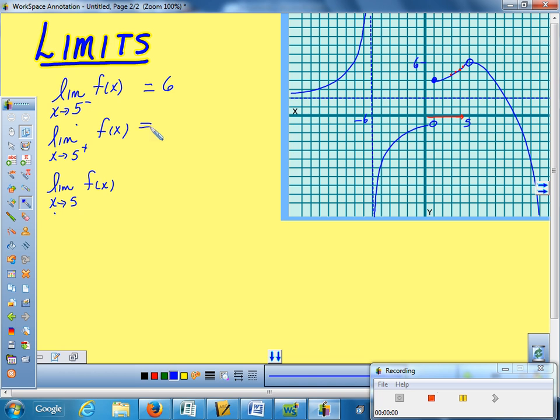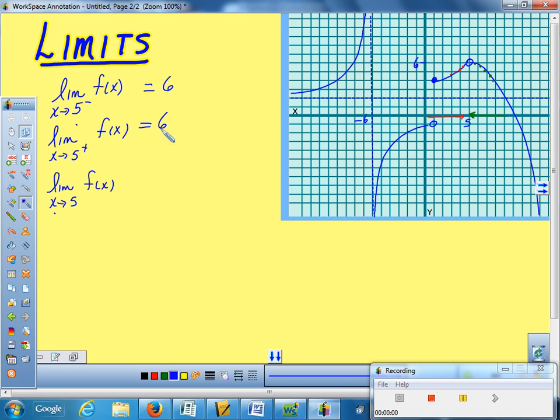Okay, what about approaching 5 from the right-hand side? So now I'm out here on the right-hand side coming in toward 5. I'm following these y-coordinates on this graph, and as I get closer and closer, yeah, it's still getting close to 6. So that looks okay. Therefore, what's the limit from both sides?